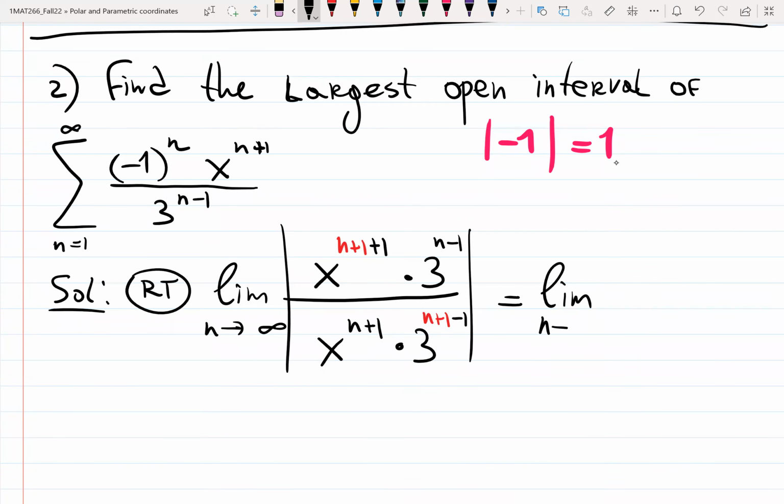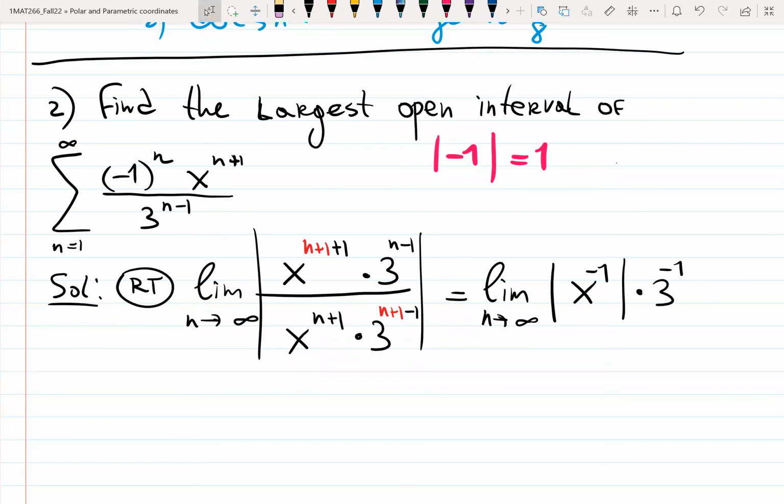Now simplify. Limit as n goes to infinity. Absolute value, keep that, that's important. X to what power? X to the n plus 2 minus n minus 1. So that's to the minus 1, right? Like so. So then 3 to what power? N minus 1 minus n gives you 3 to the minus 1. Something like this. Let's put absolute value everywhere so we don't mess up here. Then this is going to be the answer.